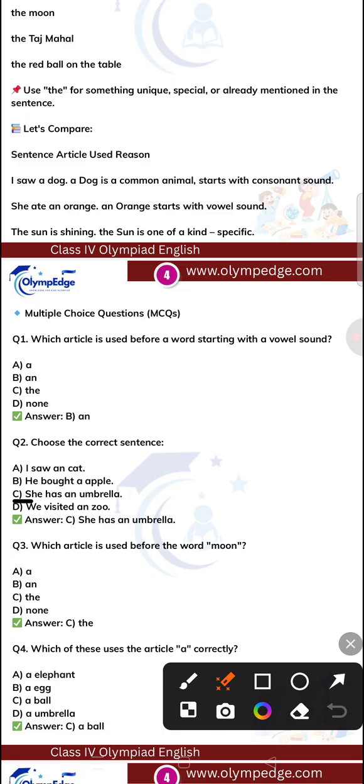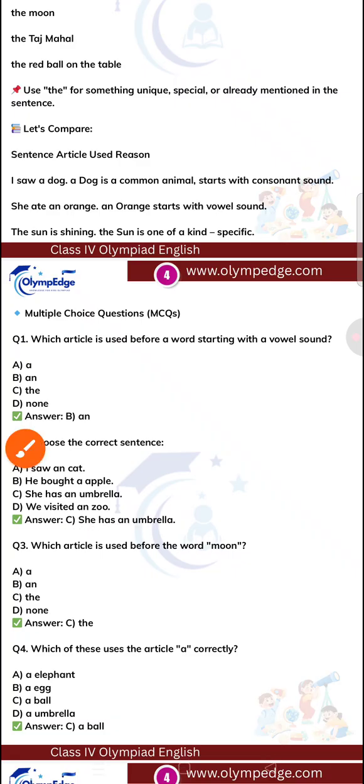Then she has an umbrella. So here we have a word starting with U, but the pronunciation is not starting with a U sound. So we will write an, right? So she has an umbrella is the correct sentence. So the answer is C. She has an umbrella.